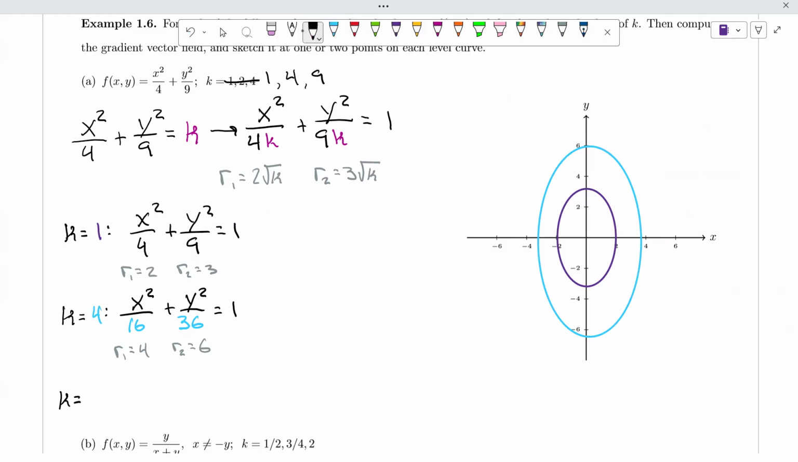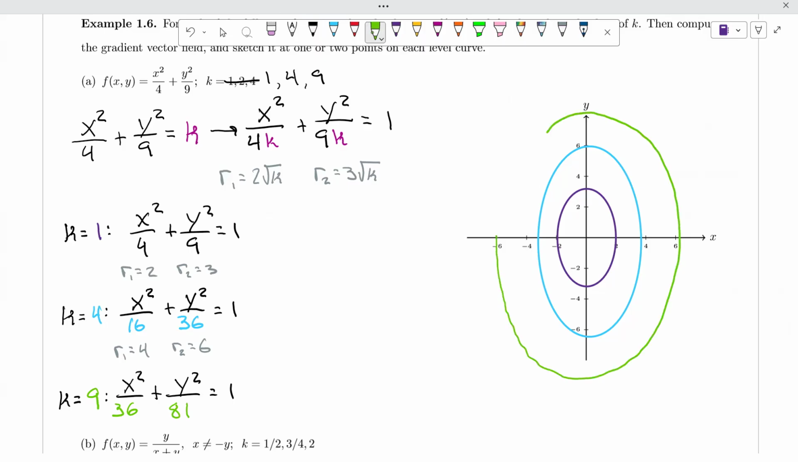And we'll get the third level curve where k is equal to 9. That'll give me x squared over, let's see, 4 times 9 is 36, plus y squared over 9 times 9 is 81, still equal to 1. And I can see now that my x-radius will be 6, and my y-radius 9. Again, good enough.